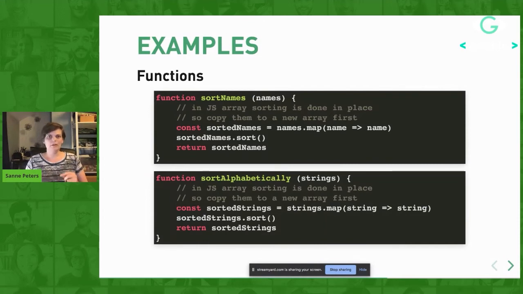But when you really look at it, it's not really sorting names. It's just sorting strings. And maybe it should be called differently, because it's not always sorting them. It's sorting them in a very specific way, as in alphabetically. So maybe the function should be called sort alphabetically, and it just receives strings.